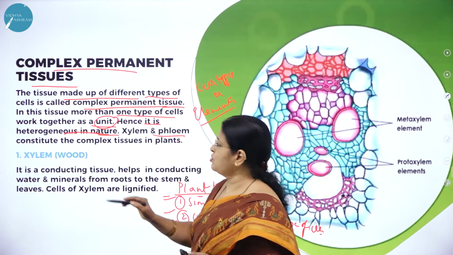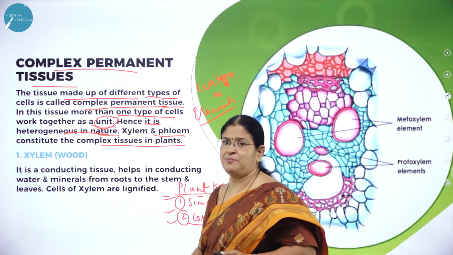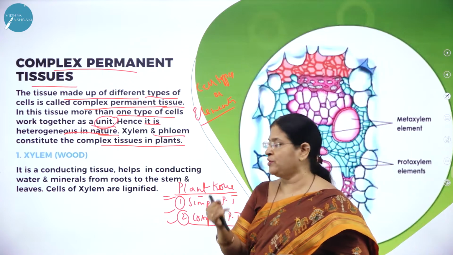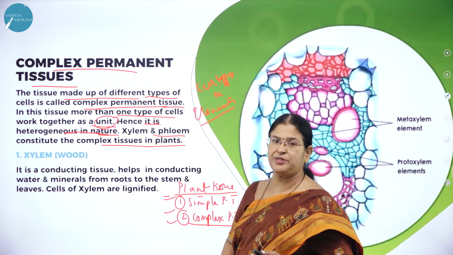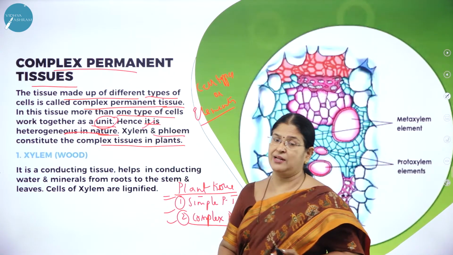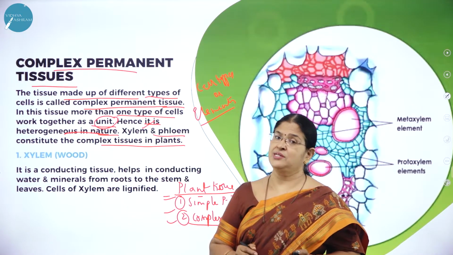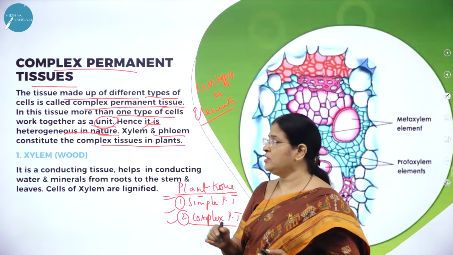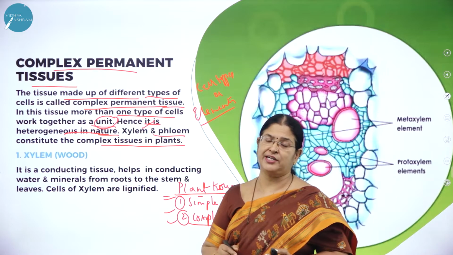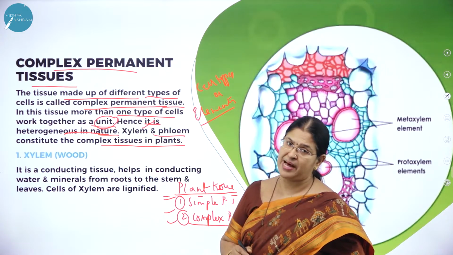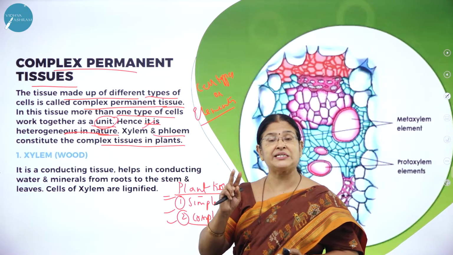Xylem and phloem constitute the complex tissues in plants. So, what are the two very important complex permanent tissues? One is xylem. Xylem is a water conducting tissue. Xylem is also called wood, and phloem is a food conducting tissue which is also called bast. These two are the conducting tissues.